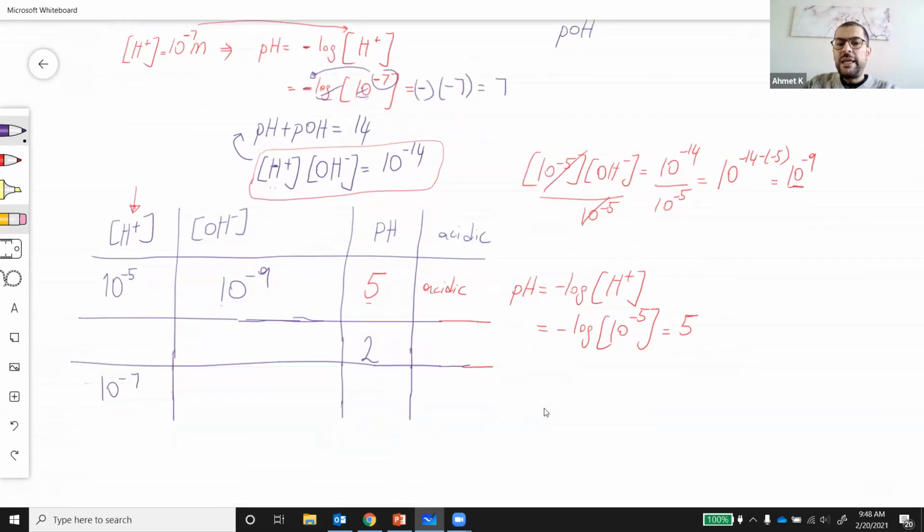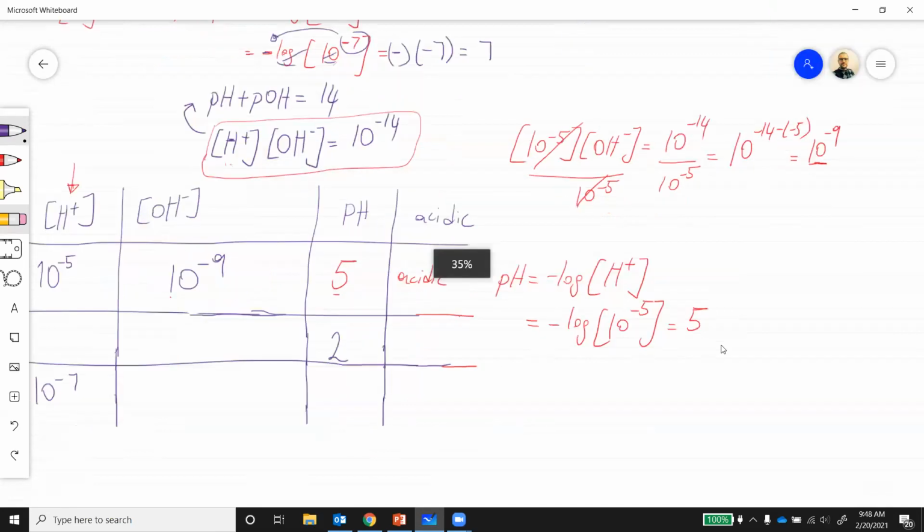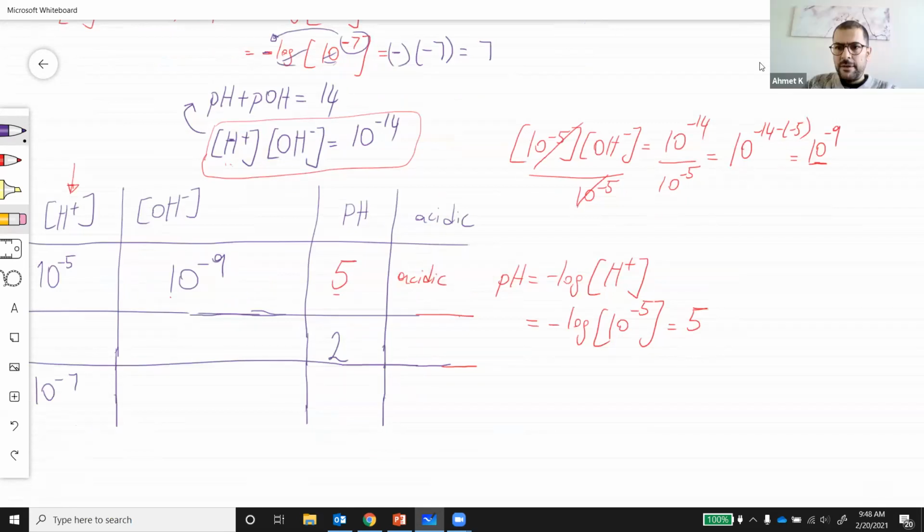Now I'm giving you the pH, and I'm going to ask you to find the hydronium ion concentration and the OH concentration. The hydrogen concentration would be 10 to the negative 2, and the OH concentration would be 10 to the negative 12. Okay, sounds about right, and it's acidic.